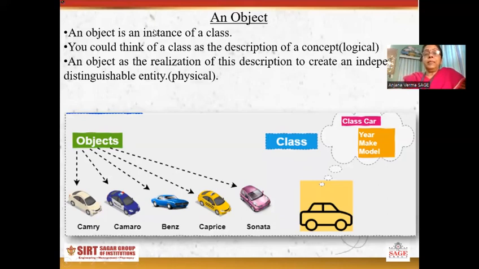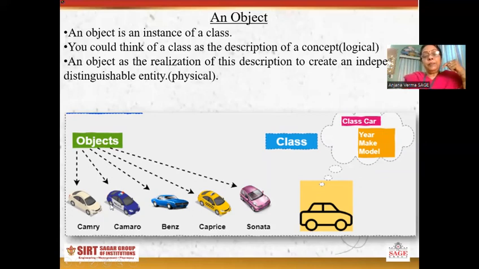Now, what is an object? An instance of a class. You could think of a class as a description or concept. Class means the concept or format of an entity. You can say it is logical. But the object is the real, physical entity of that class. Car is a class, but Camry is an object of the class. Car is a class, and Benz is an object of the class.